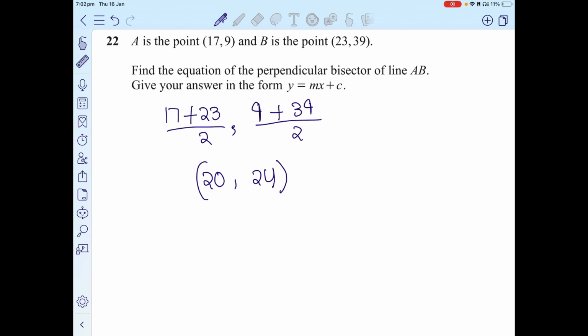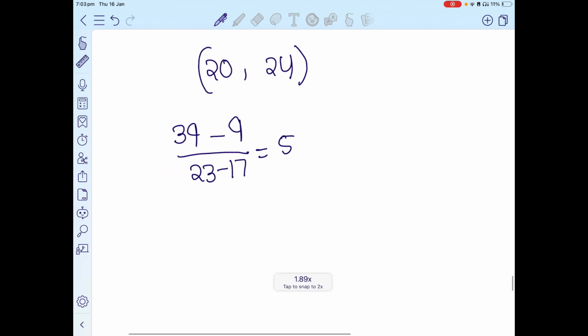In order to find the m, remember the gradient of this perpendicular bisector will be the negative reciprocal of the gradient of the line AB. To find the gradient of AB, I can just do y2 minus y1 over x2 minus x1. That is 39 minus 9 over 23 minus 17. I take the y values on the numerator, 39 minus 9, and the x values on the denominator, 23 minus 17. That gives me 5. So the gradient of the AB line is 5, so the perpendicular line would be negative 1 over 5.